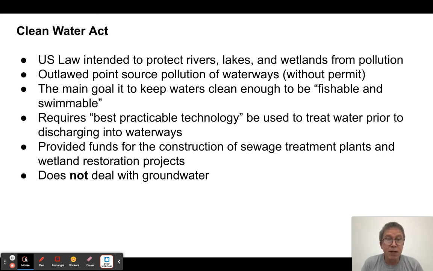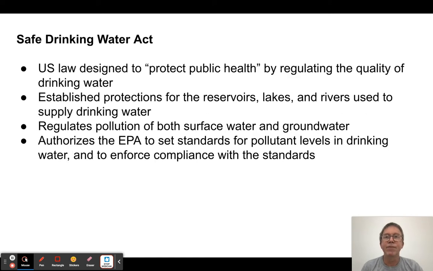materials into a river, lake, or waterway, you have to get permission to do it, and you have to apply what's called the best practicable technology to reduce the impact of that effluent on the water system in which you're dropping it. It also importantly provided funds to establish and build sewage treatment facilities all around the United States. But one thing to keep in mind is it does not have anything to do with groundwater. It's only about surface waters, and it's not about drinking. It's about making sure that this recreational water is usable and clean.